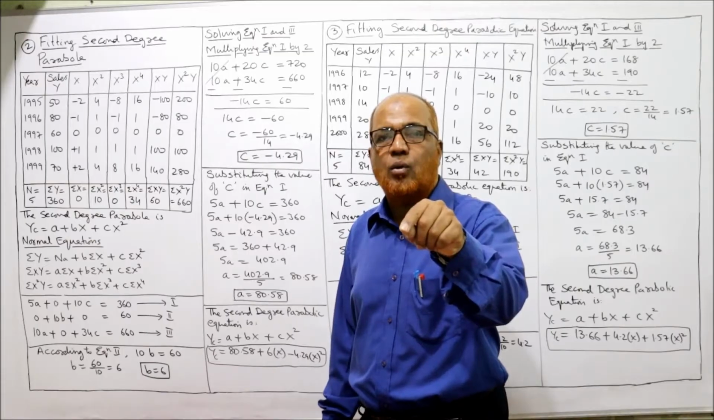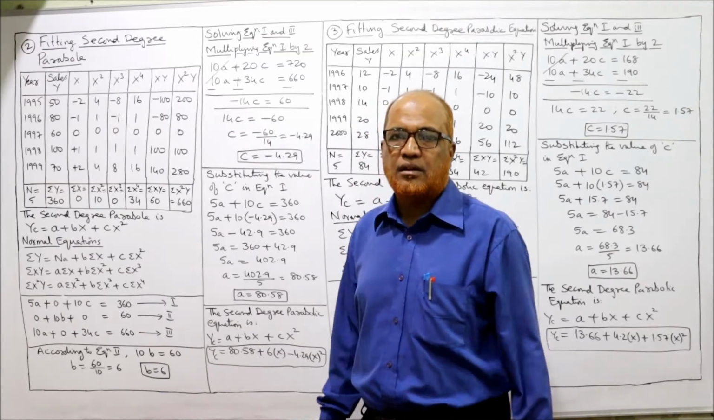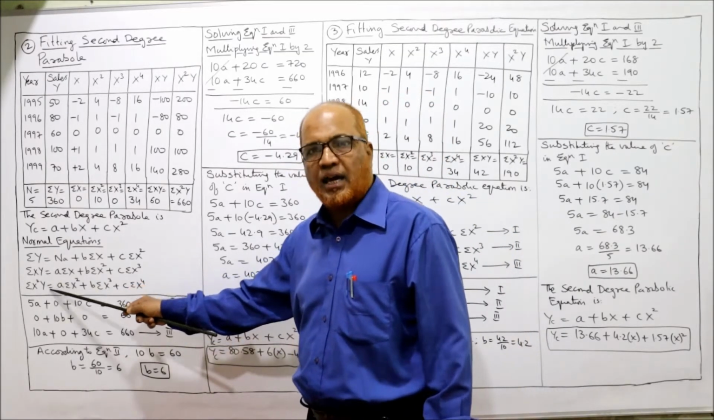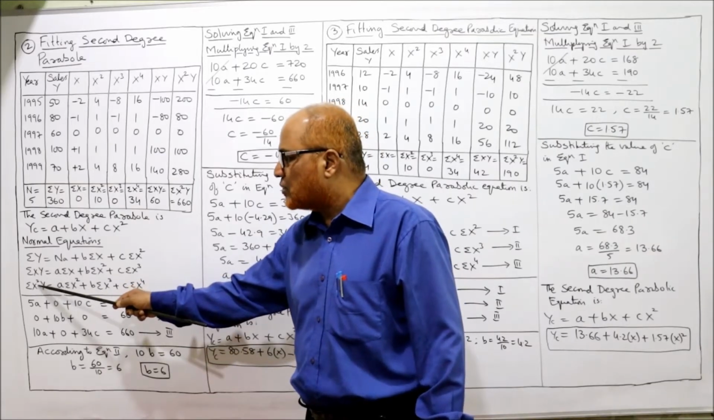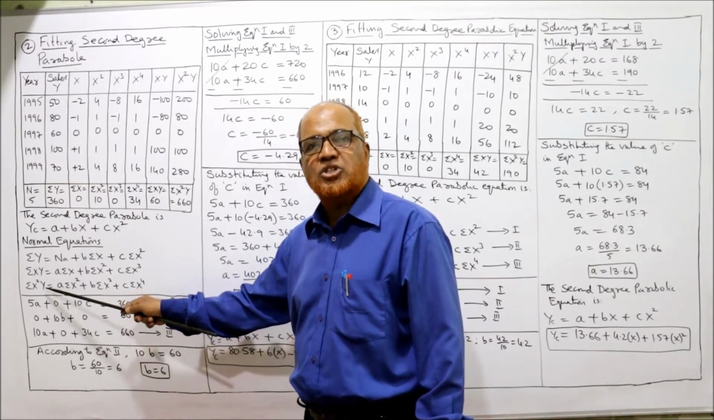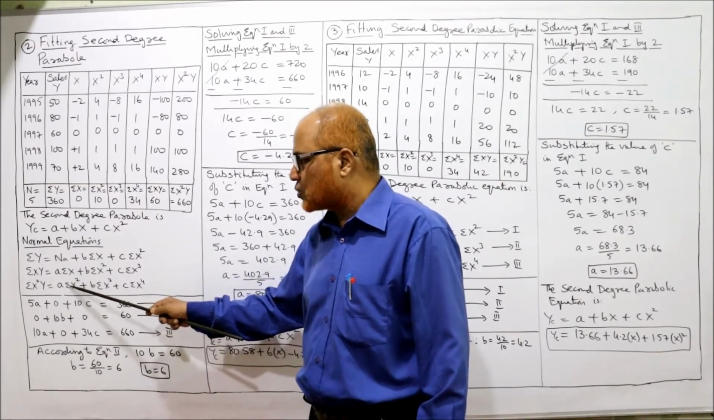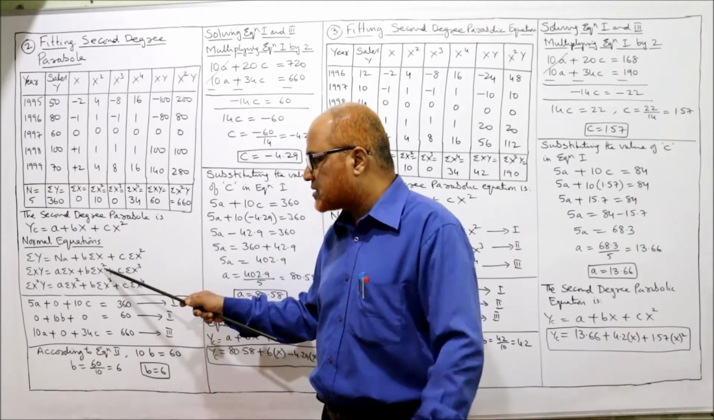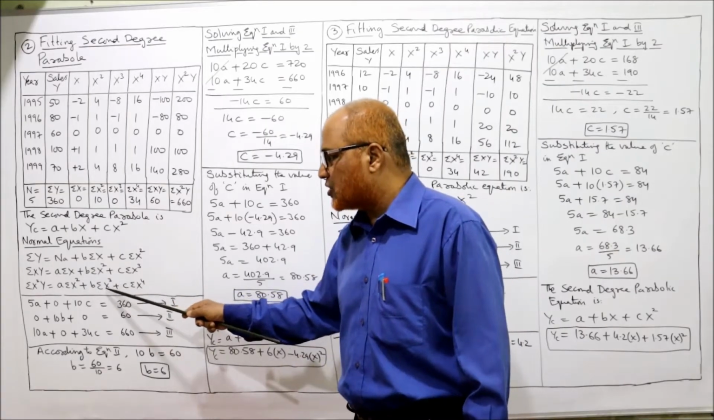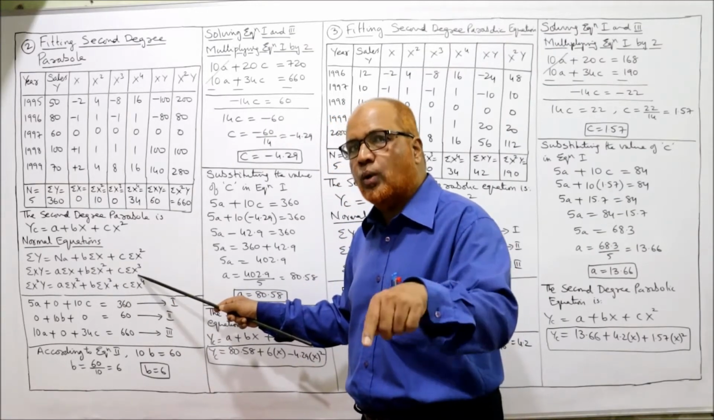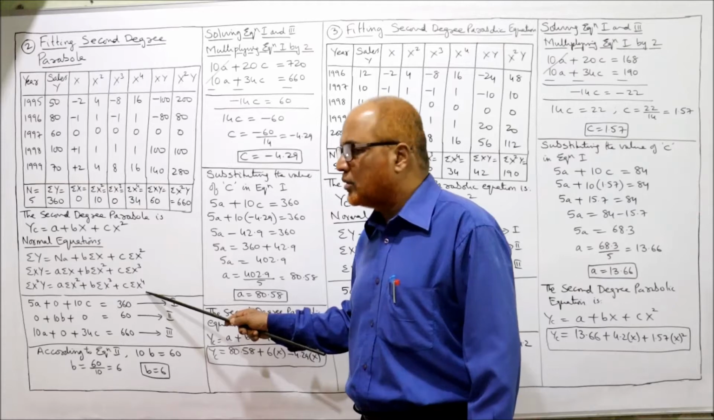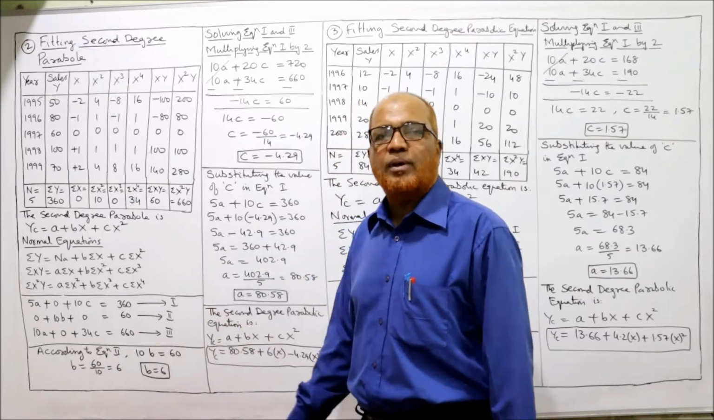Now the third and last equation. Multiply the second equation again with x. So x into x becomes x square, summation x square y. Then a summation x square, x square into x gives x cube, b summation x cube, x cube into x, x to the power of 4. That's all. These are the three normal equations.